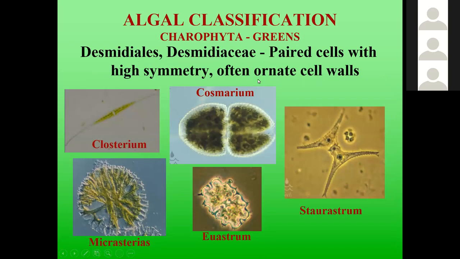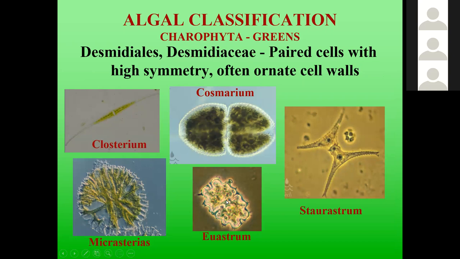And then last among the Charophyta, the greens, the Desmidiaceae, these are the desmids. My own undergraduate advisor, Hannah Croasdale, was really into these. They were the prettiest live algae, and diatoms were the prettiest dead algae. They're usually bilaterally symmetrical. They've got all these really interesting ornamentations.